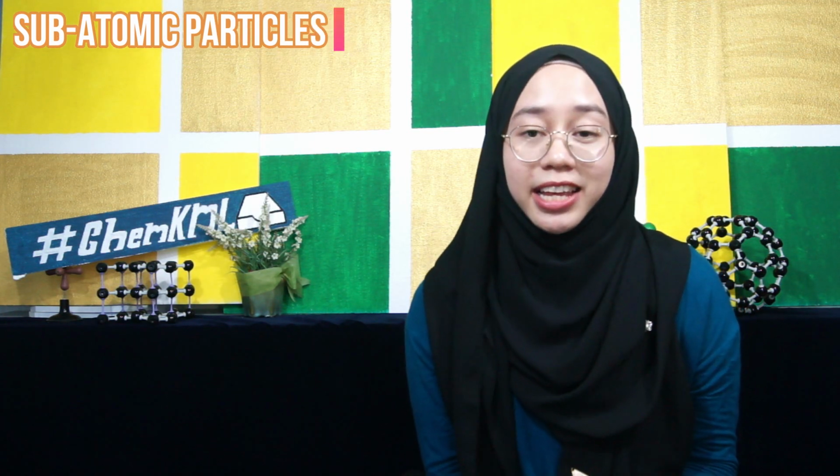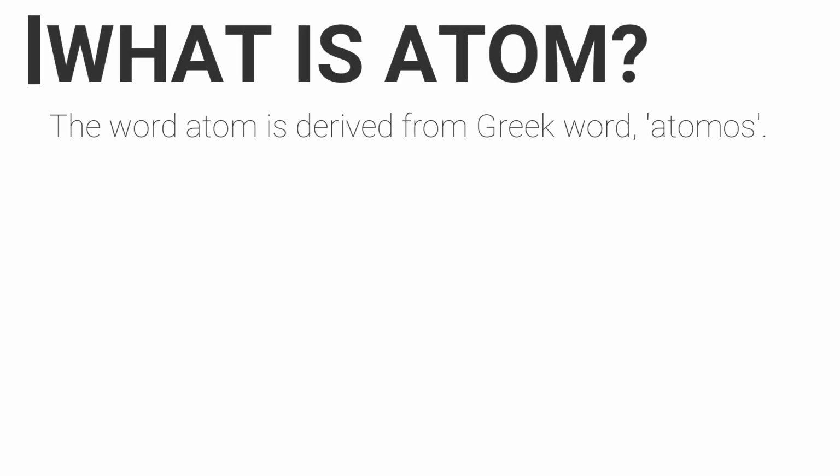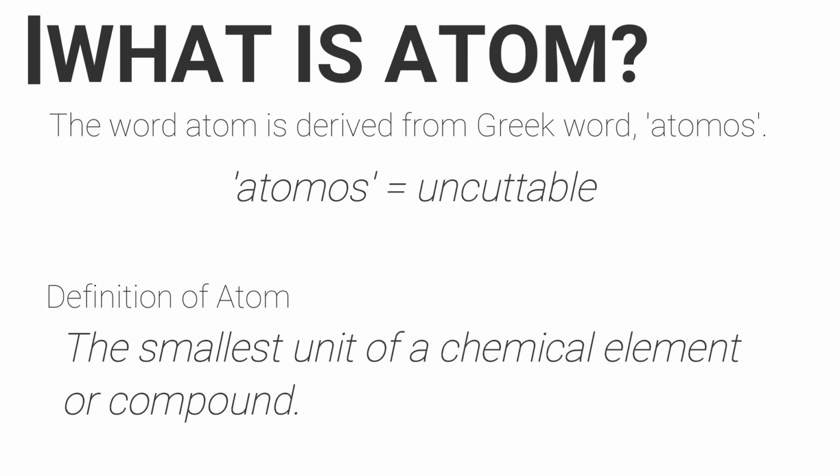The tiniest particle that made up everything in the universe is called atom. So what is atom? The word atom is derived from a Greek word atomos, which means cannot be cut. This word is used to describe the smallest unit of a chemical element or compound.